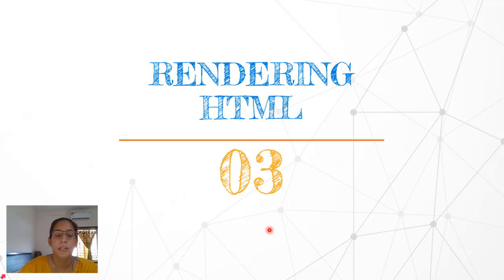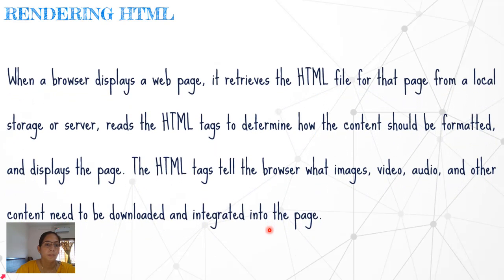Next topic we have rendering HTML. Rendering HTML means accessing our HTML file. When a browser displays our web page, at that time it retrieves the HTML file from the local storage or server, and then reads the HTML tags and determines how the content should be formatted and displayed on the page. The HTML tags tell the browser that an image, video, text or other content needs to be downloaded and integrated into the web page according to the tag.